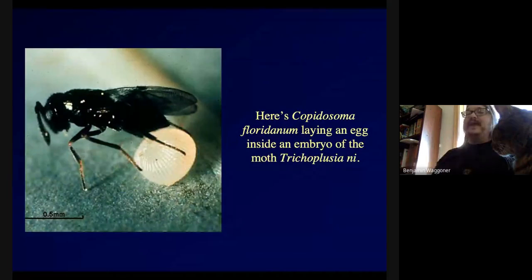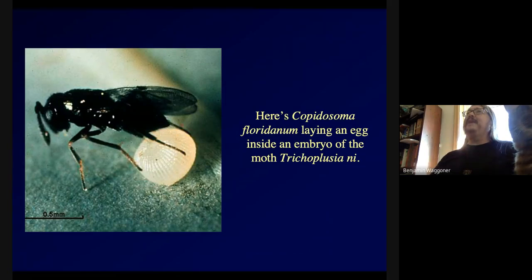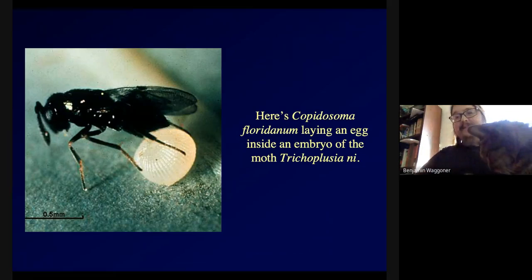Some more tricks that they get up to. There's yet another parasitoid wasp, Copidosoma floridanum, caught in the act of laying its egg inside an embryo of a cabbage-feeding moth, or lettuce, I think. Yeah, this thing feeds on lettuce. It's called Trichoplusia ni, which makes me think it was named by Monty Python. If you know Monty Python and the Holy Grail, they encounter the knights who say ni. So this is Trichoplusia ni that is getting parasitized.